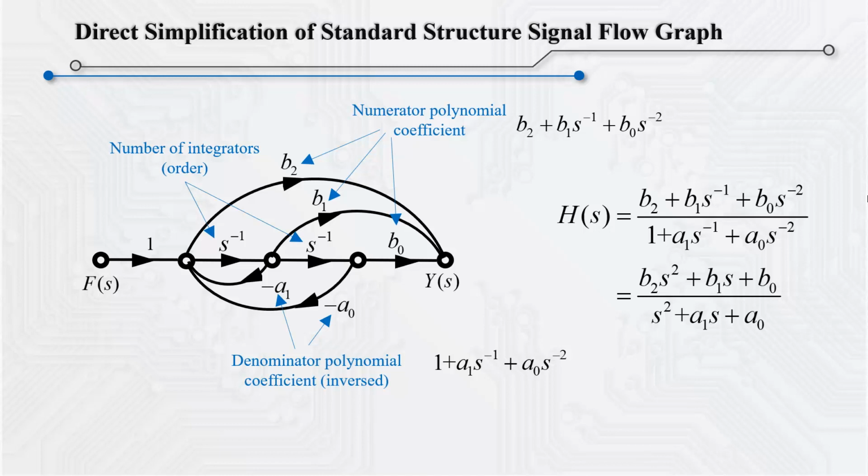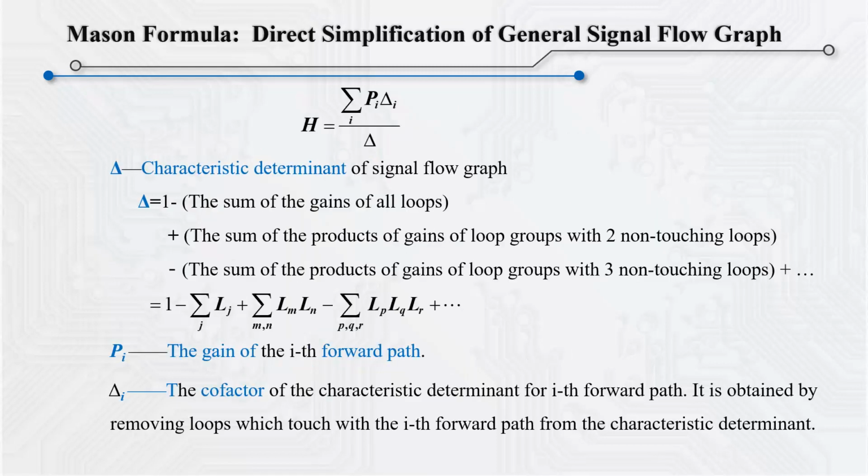b2, b1, and b0. Similarly, its denominator polynomial also has three coefficients. The first one is usually normalized to 1, and the other two coefficients are the minuses of the gains of these two inverse branches. Therefore, we can directly write such a system function whose numerator and denominator polynomials depend on these coefficients.